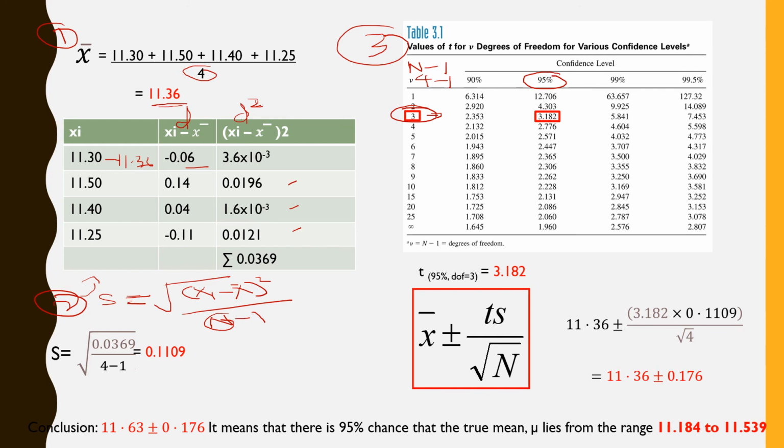So t will be 3.182. So step number 3 is actually to identify the t. The t has to be identified based on the table. This table will be given on the test and also on the final. So, step number 4.